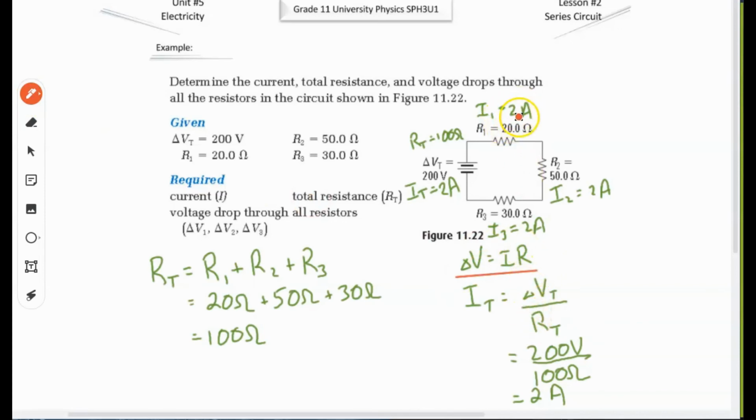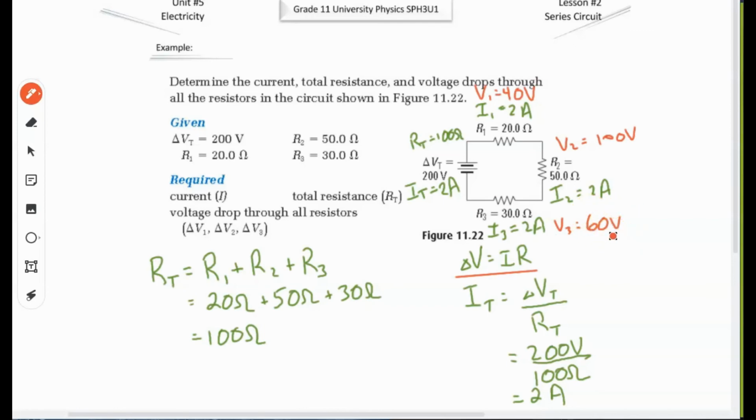So in this case, 2 times 20 is 40, so we get V1 equals 40 volts. Over here, we have 2 times 50, which is 100, so V2 equals 100 volts. And over here, 2 times 30 equals 60, so V3 equals 60 volts.